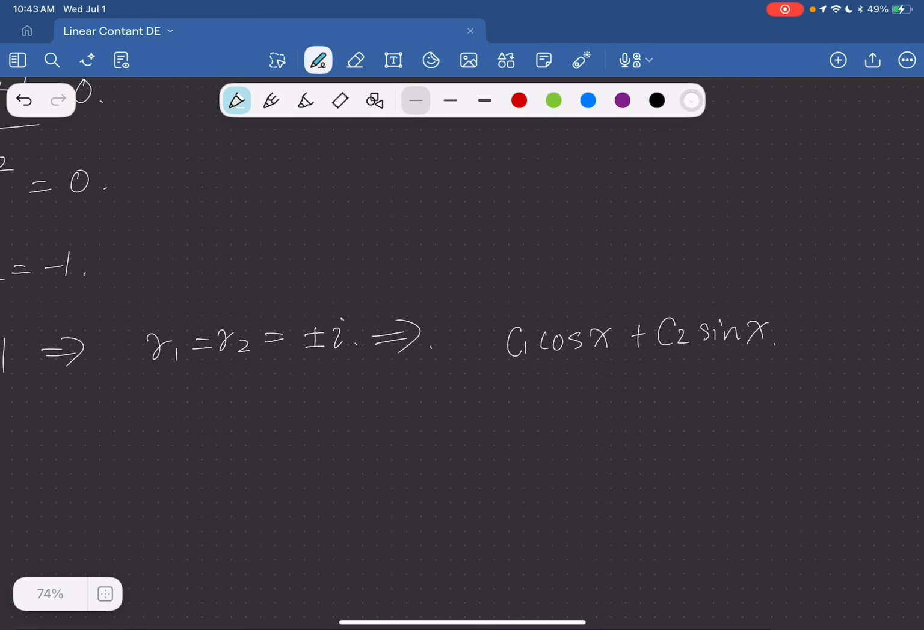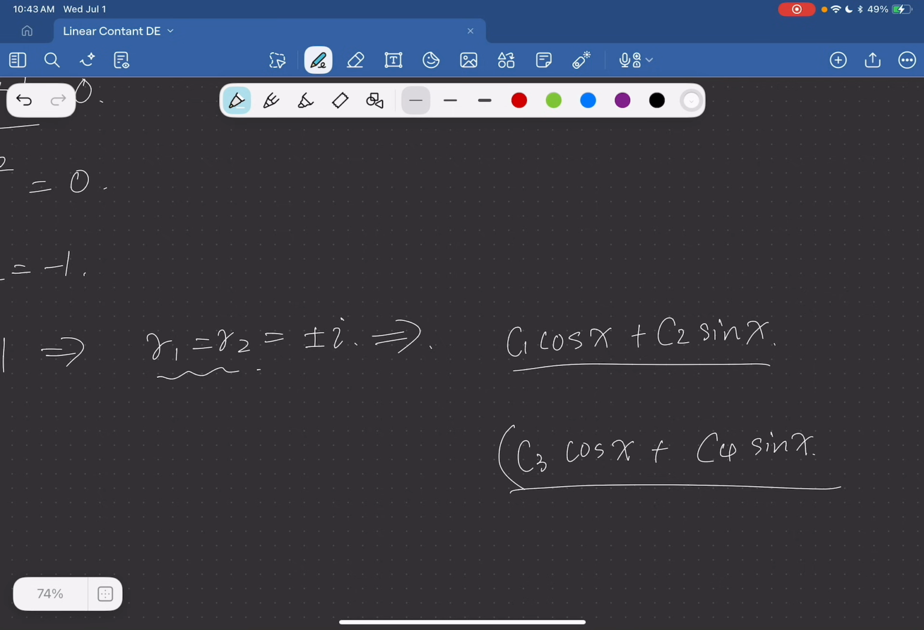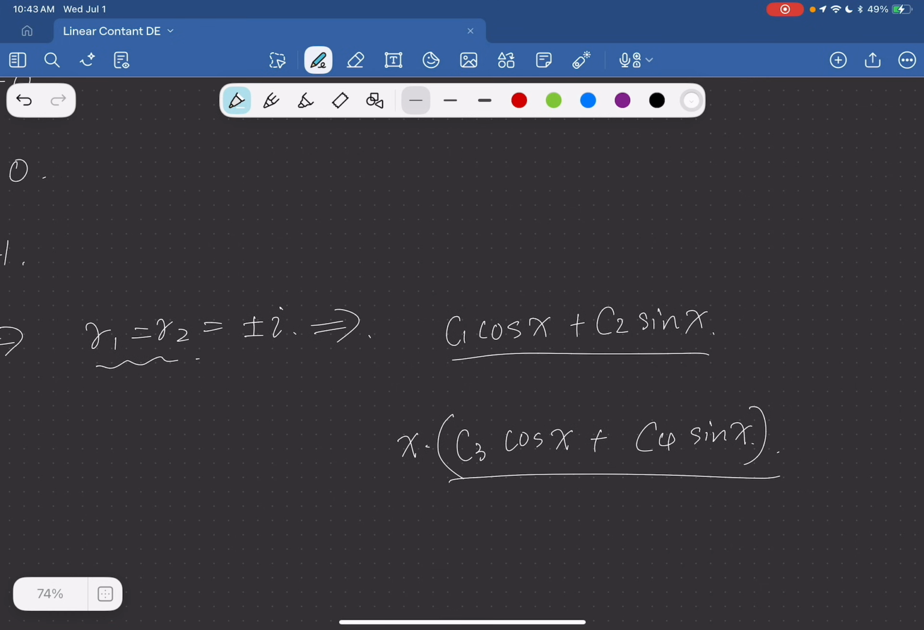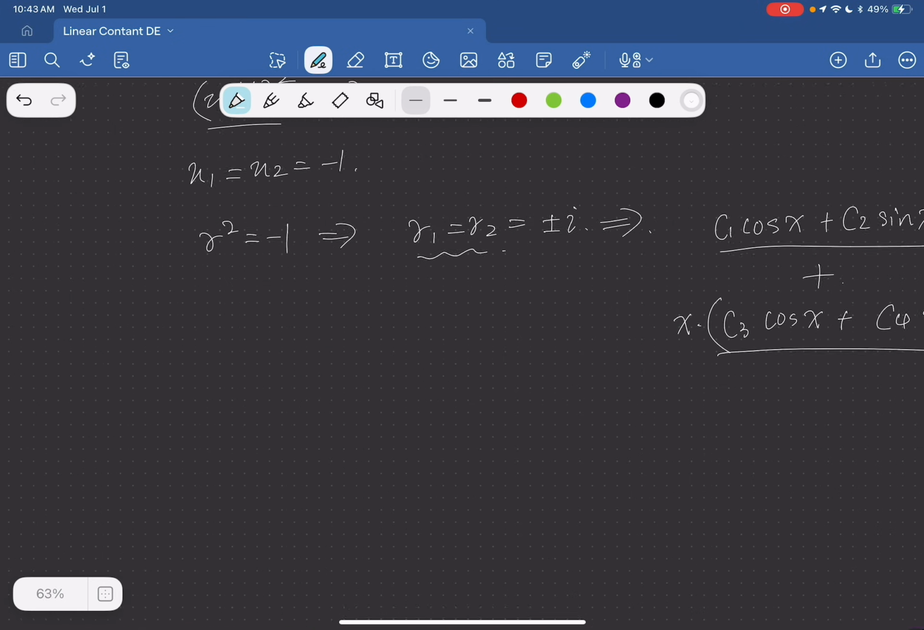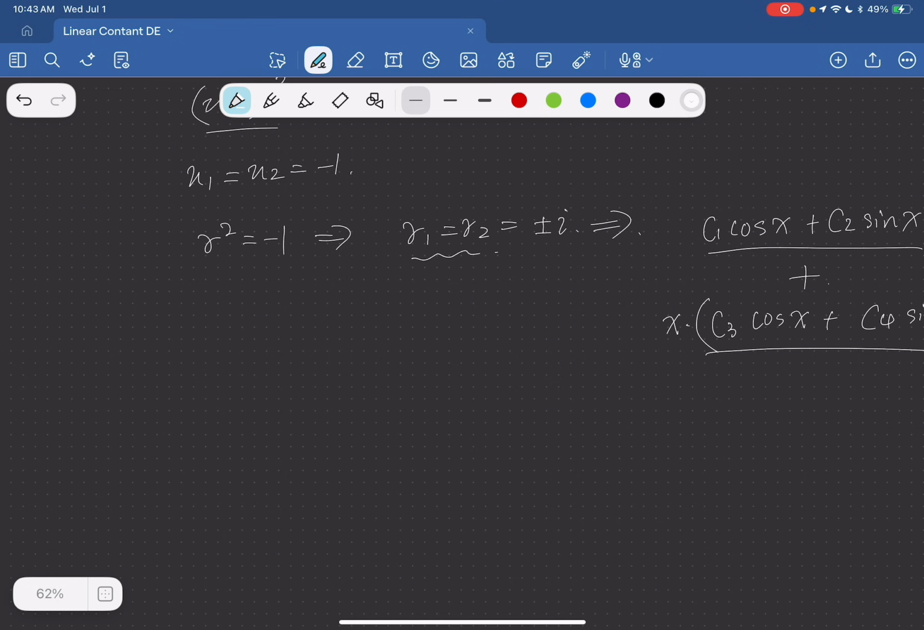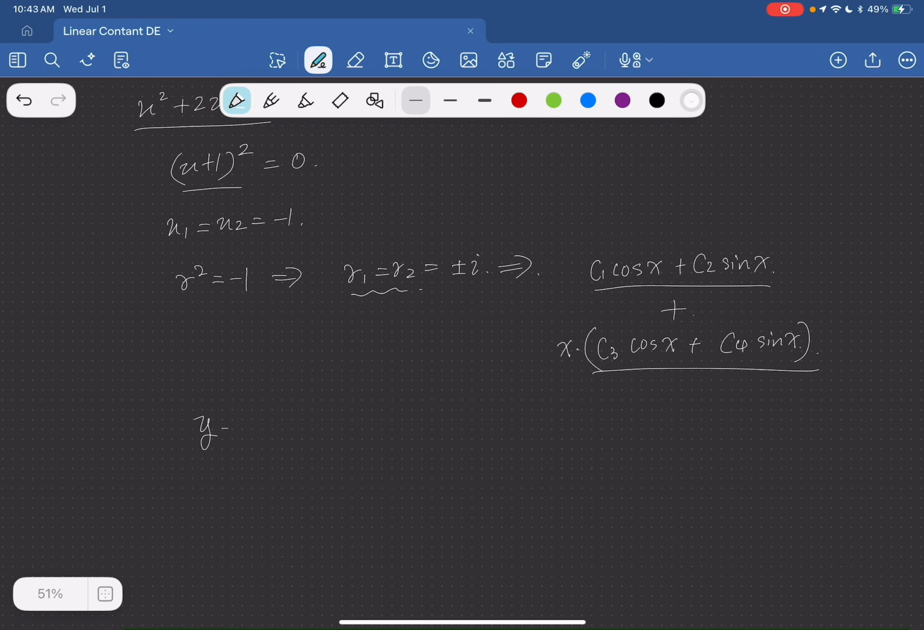But notice we have two same roots. So we can imagine we have some roots that look like this. They are the same. But in order to make them different, we need to multiply an independent variable x here. And then we can safely add them together to get our eventual solution for this differential equation.